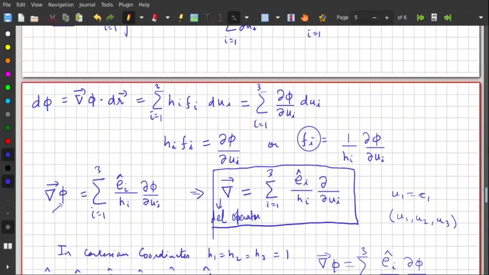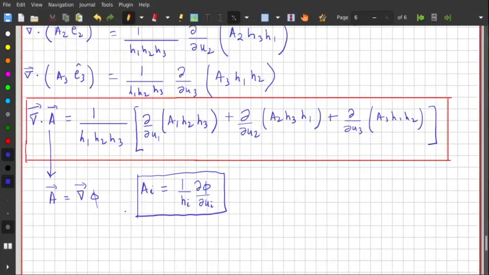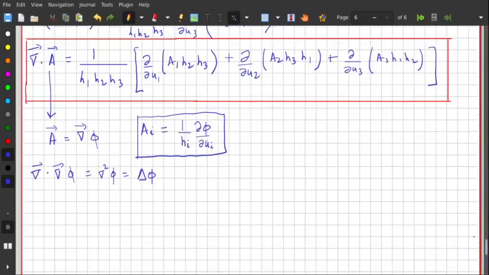In this expression, here instead of f we have 1 over h_i. So if we substitute A equal to grad phi, you see the left hand side becomes the divergence of the gradient of phi. This becomes the Laplacian operator, del squared phi, the Laplacian of phi. So we can have a general expression for the Laplacian of any scalar field.